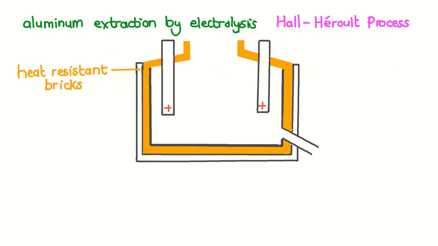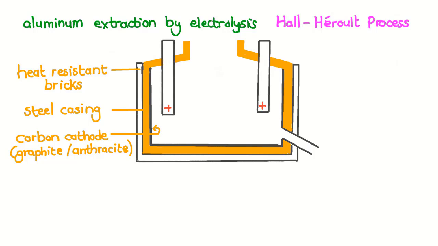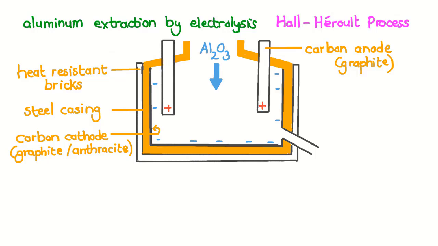It consists of an outer layer of heat-resistant bricks, then a steel shell. The third layer is a carbon cathode lining the cell. The carbon is either in the form of graphite or anthracite. The cathode in an electrolytic cell is the negative electrode. The anodes, which are positively charged, are also made of carbon. The starting substance in the electrolysis process is alumina.